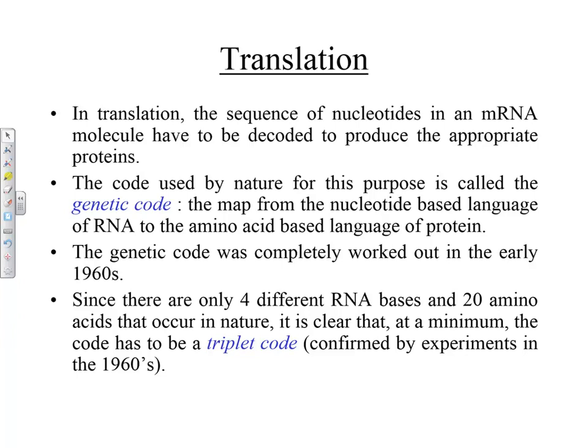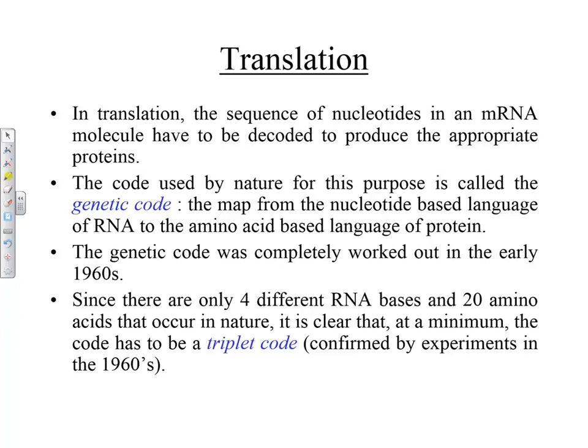The genetic code was completely worked out in the early 1960s. Now, since there are only 4 different RNA bases, A, G, C, and U, and there are 20 amino acids that occur in nature, it is clear that at a minimum, the code has to be a triplet code. For those of you in communication, if you have just 2 digits, you can represent at most 16 amino acids. So you need a triplet code. Of course, it could be a code having more letters than that too, but people checked that out.